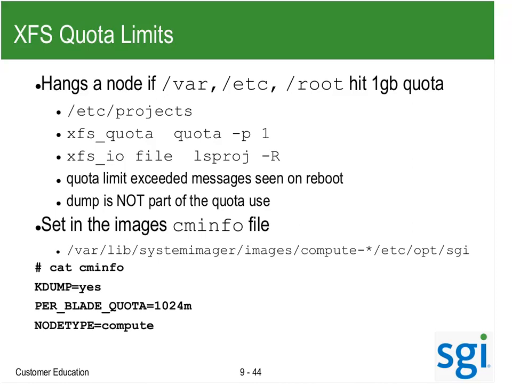Dump space is not part of the quota. Again, we're just trying to set the image's CM info file here so we can say whether we want a kdump, what the quota is, and what the node type is. In particular, we're looking at the quota. There's my 1 gig.